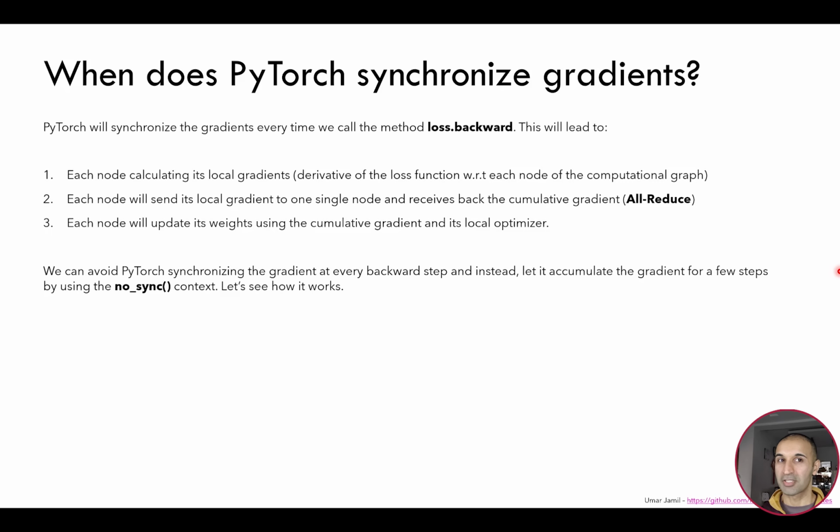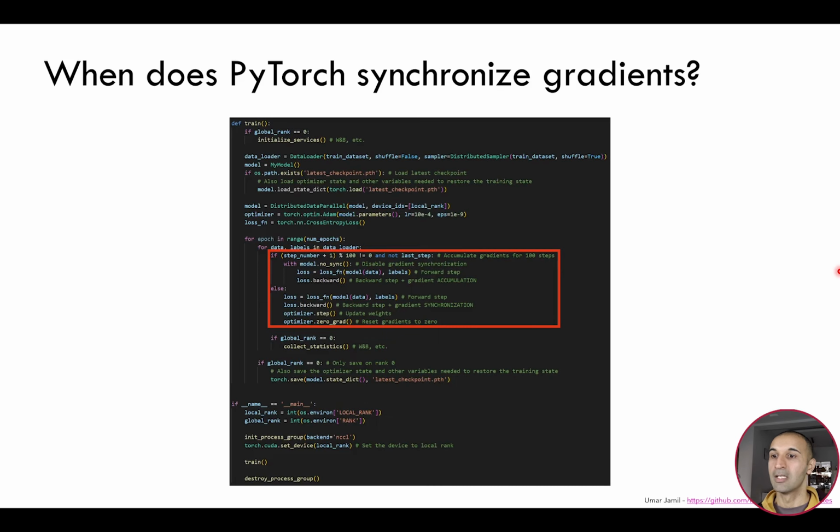We can avoid PyTorch synchronizing the gradient at every backward step and instead let it accumulate for a few steps, for example, for a few batches, using the no_sync context. Let's see how to integrate it. So usually, you run the forward step, then you run the backward step. This will lead to synchronization. Then you do optimizer.step and then optimizer.zero_grad. However, if we want to do it every few steps, we don't want to run the synchronization at every step, so we can use the no_sync context you can see here, which is a method provided by DistributedDataParallel, which is the wrapper of our model.